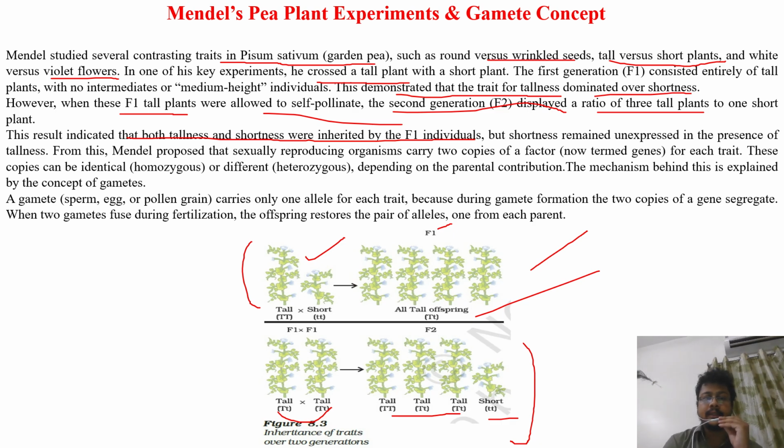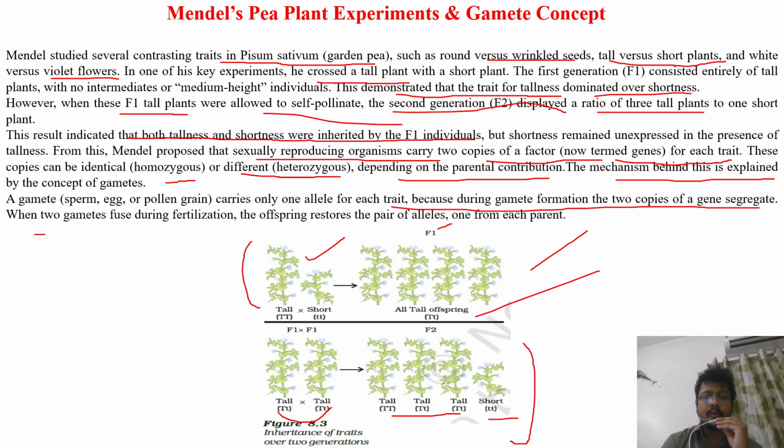From this, Mendel proposed that sexually reproducing organisms carry two copies of a factor, which is now termed a gene, for each trait. These copies can be identical. When they are identical, they are called homozygous; when they are different, they are known as heterozygous, depending upon the parental contribution. The mechanism behind this is explained by the concept of gametes. A gamete carries only one allele for each trait, because during gamete formation the two copies of a gene segregate. When two gametes fuse during fertilization, the offspring restores the pair of alleles, one from each parent, as we have discussed earlier.